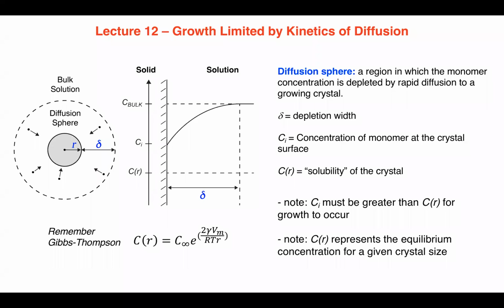What you'll find is that outside of the diffusion sphere, the concentration of monomers in the solution is what you would expect. And then as you get closer, that concentration drops until you reach the surface of the particle, and then it hits some arbitrary value, CI. So if CI is greater than CR, you have more monomers in solution than the nanoparticle wants at equilibrium, right? This is the solubility of the nanoparticle. So if we have more monomers than CR, there's a driving force for precipitation to occur, which there better be.